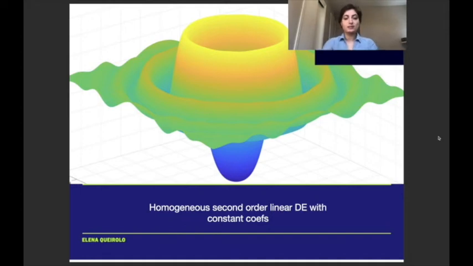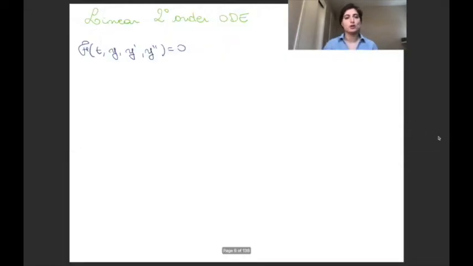Hello! The first topic this week is about homogeneous second-order linear differential equations with constant coefficients. So it's a very specific type of second-order ODEs. So let's start to see what it means.